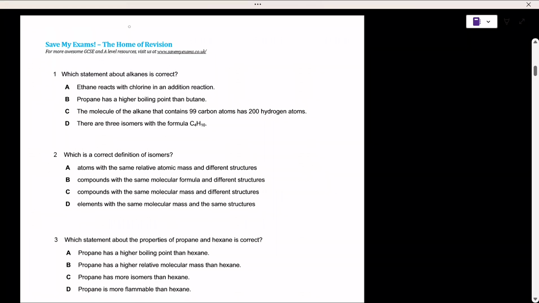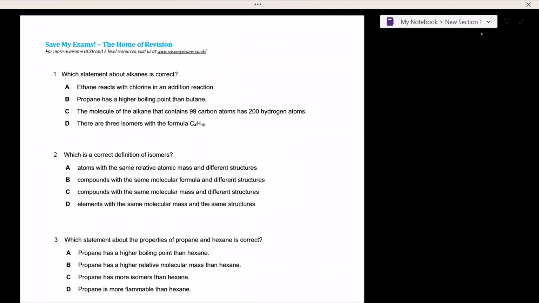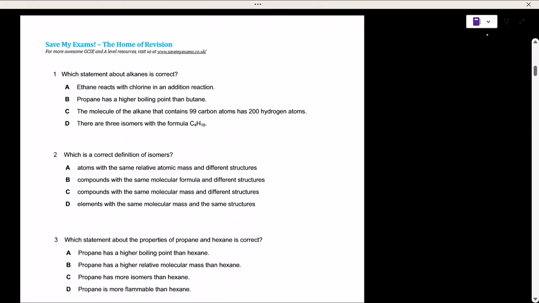Okay, so here are some organic chemistry questions that we will be solving, and basically these are the MCQs, as you can see. So let's look at the first question. The first question says: which statement about alkanes is correct?